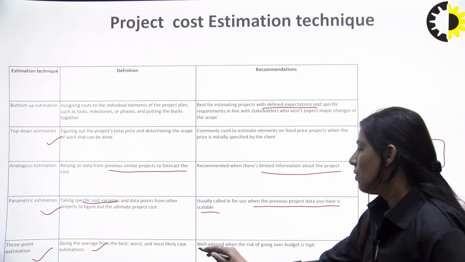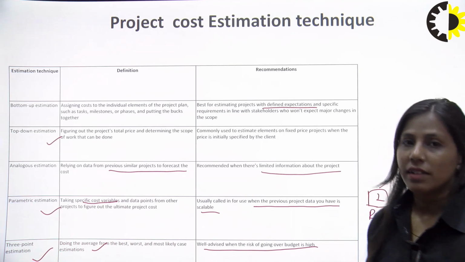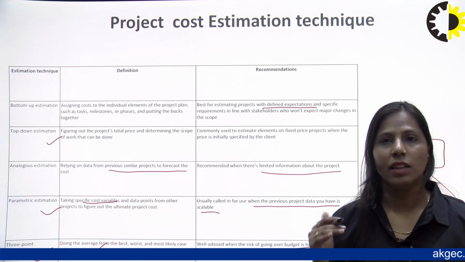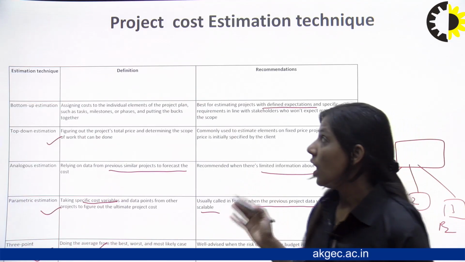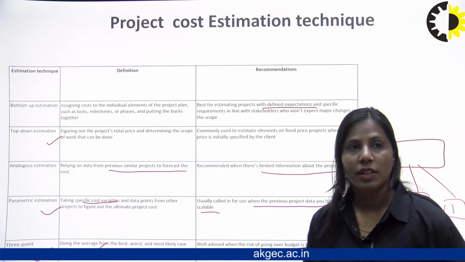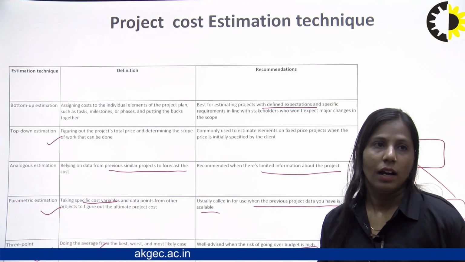So this is well advised when the risk of going over the budget is high. Means mainly when the risk is high or our budget is high, then only can we recommend this particular estimation technique. So these are the various project cost estimation techniques. That's how we can calculate our project cost.